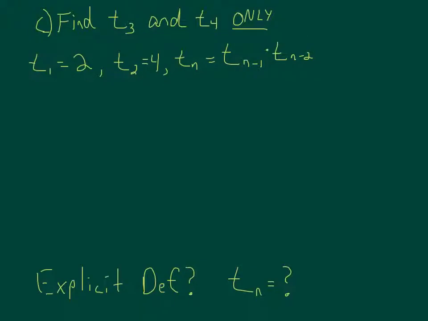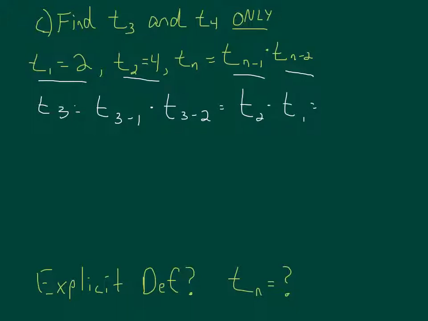Okay, find T3 and T4 only in this case. So here's your initial conditions. T1 is 2 and T2 is 4. I was nice to you. And Tn, the nth term, is always equal to the previous term times the term before that. Alright, here we go. It said to find T3 only. That would be equal to T sub 3 minus 1 times T sub 3 minus 2. In other words, it's T sub 2 times T sub 1. Well, T sub 2 is 4, and T sub 1 is 2. Answer is 8. That's T sub 3.